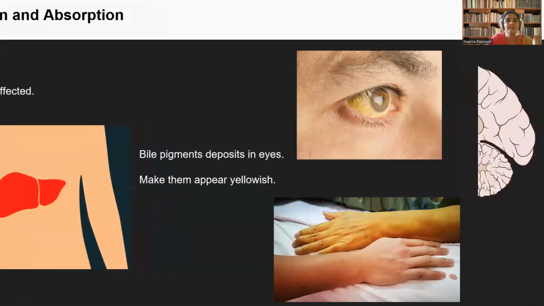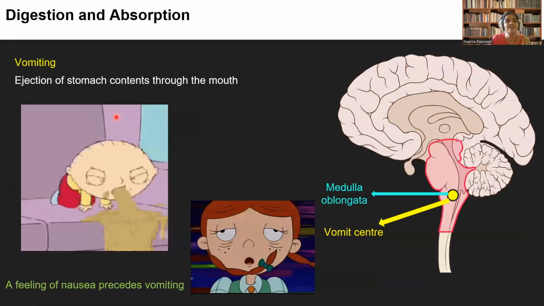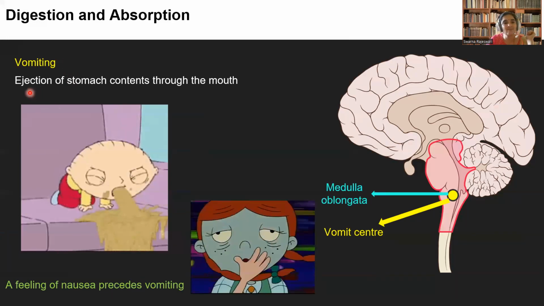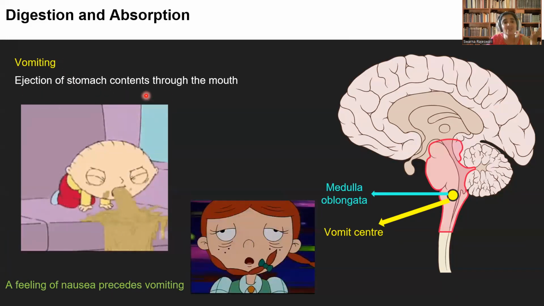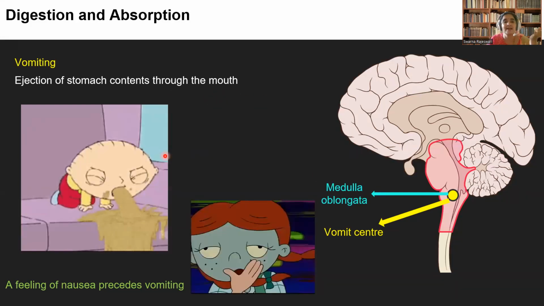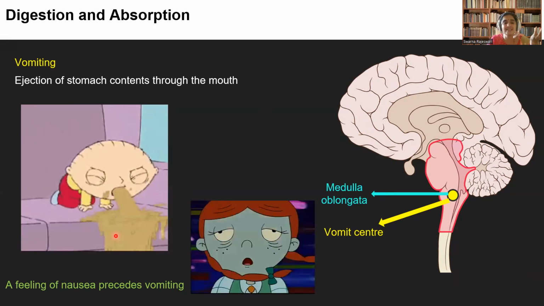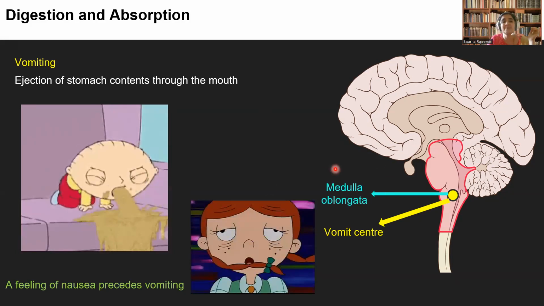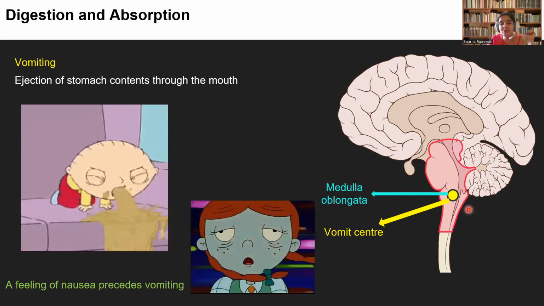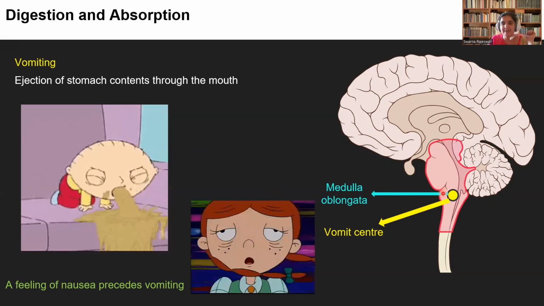Now, discussing another disorder, which is vomiting. How can we define vomiting? It is the ejection of stomach contents through our mouth. Even a feeling of nausea is an indication that our digestive system is not working properly. Vomiting is also under the control of the medulla oblongata of our brain, which is also called the vomit center.